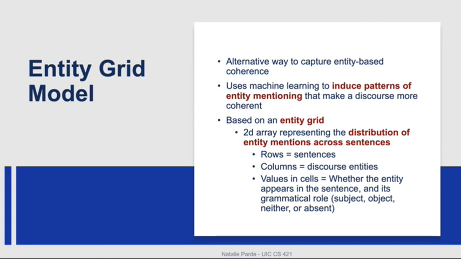mentions across sentences. Rows in the grid correspond to sentences, and columns in the grid correspond to different entities in the discourse. The values in the cells of the grid correspond to the entity's grammatical role. It might be used as a subject, an object, or neither, or it might not be present in the sentence at all.